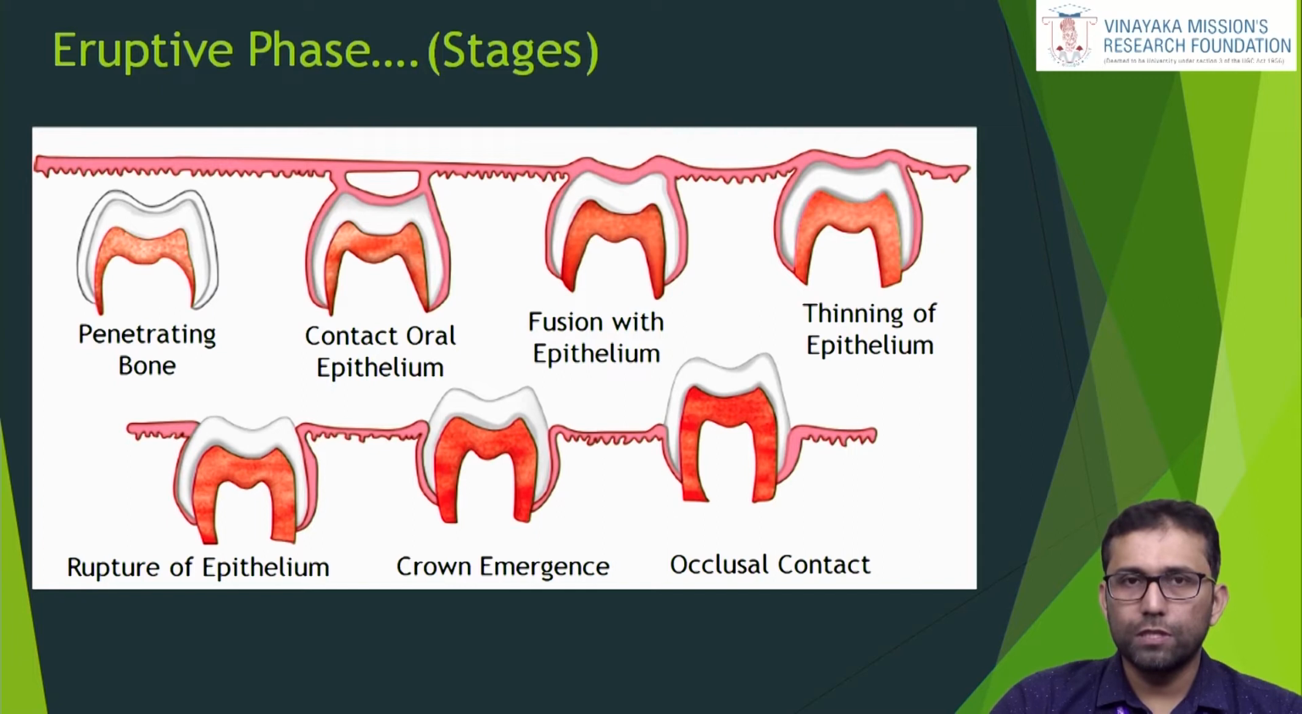So there is fusion with the epithelium, then there is thinning of the epithelium, that is the oral cavity epithelium. Then finally there is a rupture of the epithelium, and you can see the cusp tips of the tooth in the oral cavity. From there is crown emergence, and finally the tooth is in occlusal contact, or in contact with the opposing tooth. If the maxillary tooth is erupting, it will come into occlusal contact with the mandibular, whereas if the mandibular tooth is erupting, it will come into occlusal contact with the maxillary. So these are the stages in the eruptive phase.